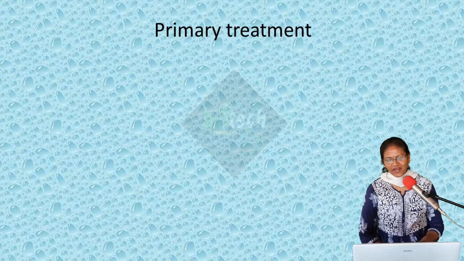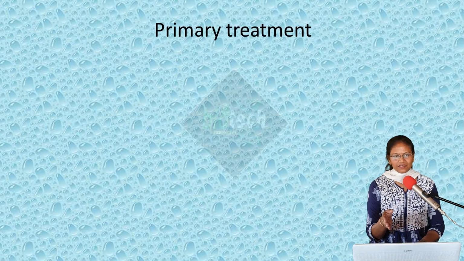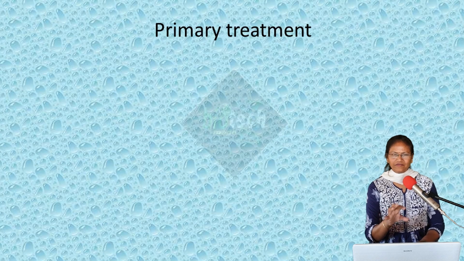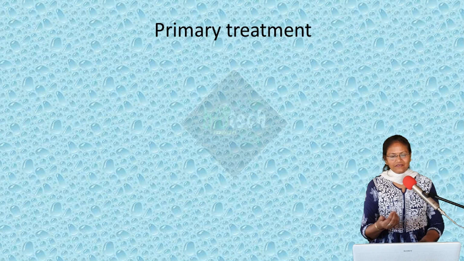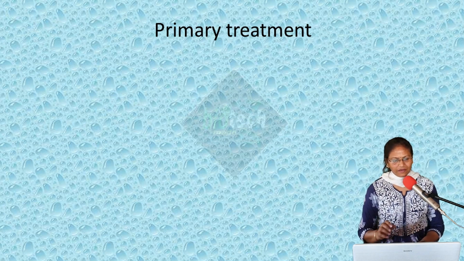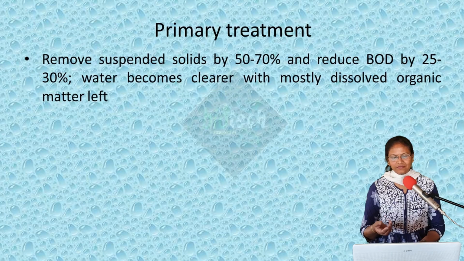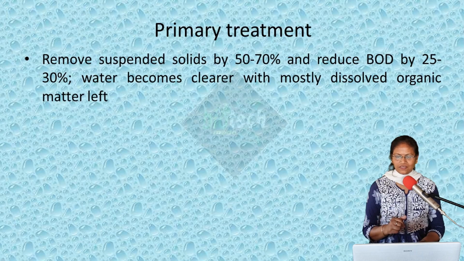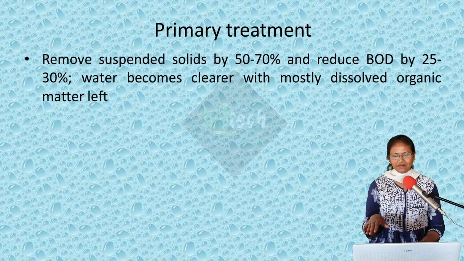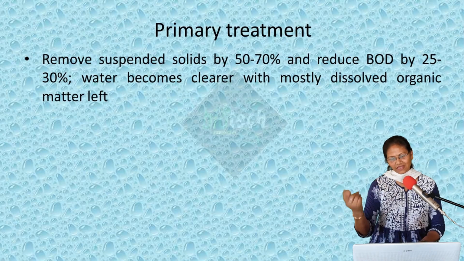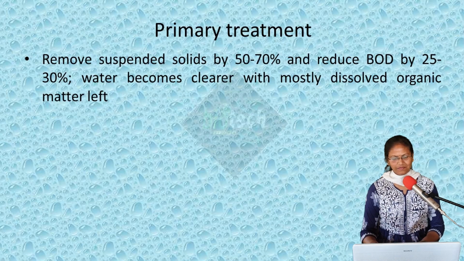Now the next one is the primary treatment. Primary treatment comes just after the preliminary treatment, and hardly is there any difference. The difference is only in the type of particles which are removed. It removes suspended solids by 50 to 70%, and it reduces BOD, that is biological oxygen demand, by 25 to 30%. And here the water becomes clear, with mostly dissolved organic matter left. That will be treated in the next step, but not in primary treatment.